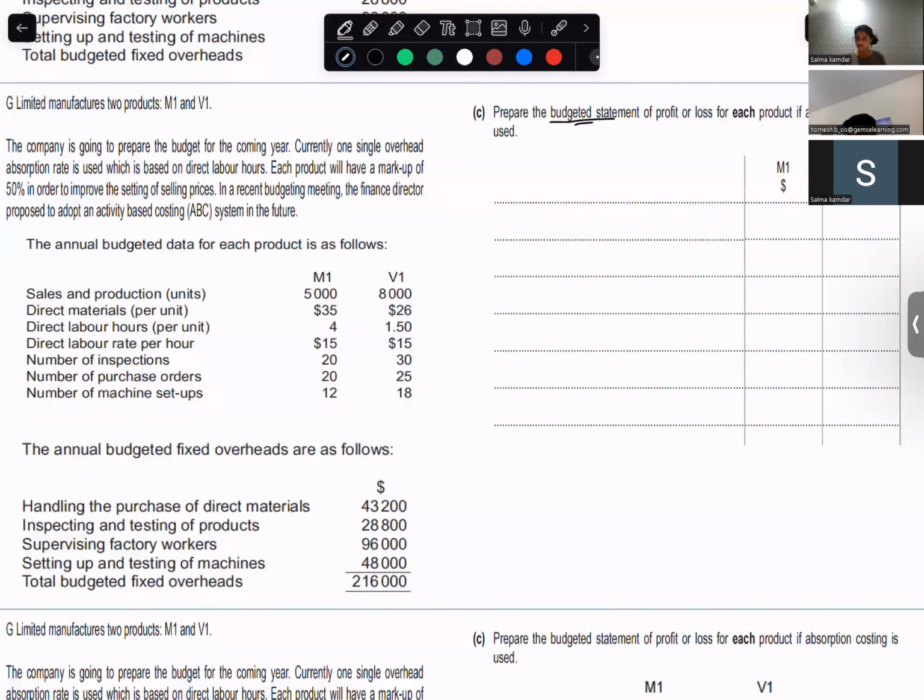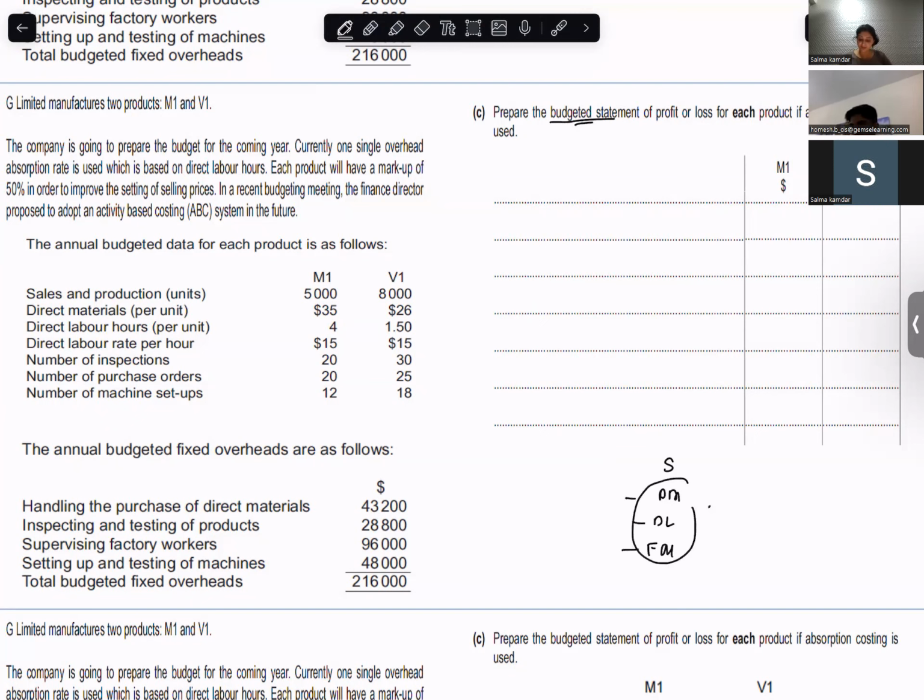Now what do they want us to make? They want us to prepare the budgeted statement of profit or loss. Okay, how do you make the budgeted statement of profit and loss? You take the sales and minus the direct material, direct labor, fixed overheads. That is, you minus the total cost, and you will get profit. Are you with me?